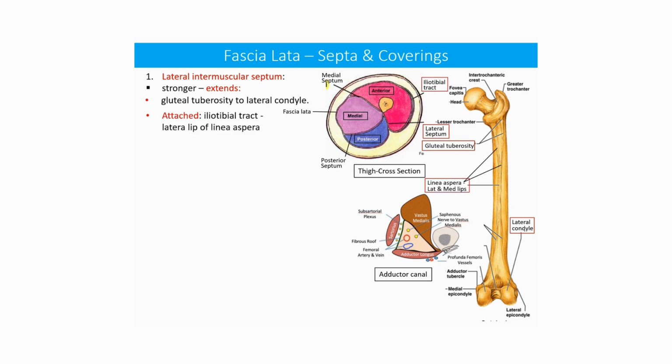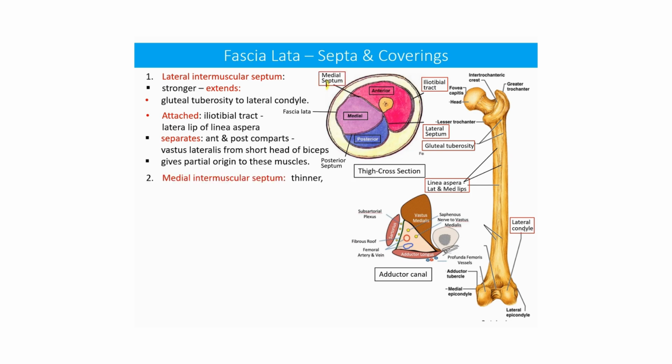It is attached onto iliotibial tract laterally and lateral lip of the linea aspera medially. It separates vastus lateralis muscle in the anterior compartment from the short head of the biceps in the posterior compartment. It also gives partial origin to these muscles.